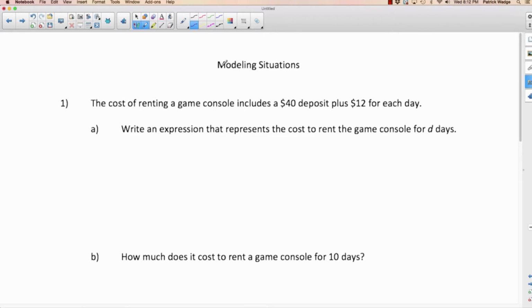So, just like the name suggests here, you're going to have some kind of real world situations, and we're going to use relations, patterns, to figure out equations and how much things cost and stuff like that. So let's take a look at number one.